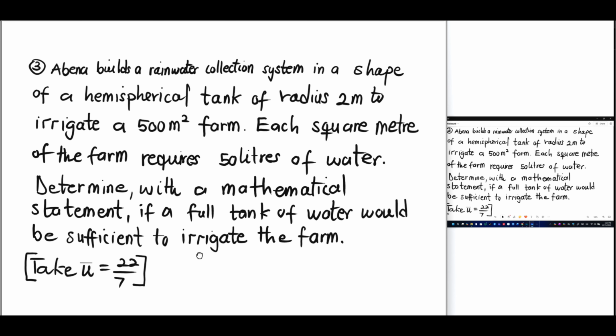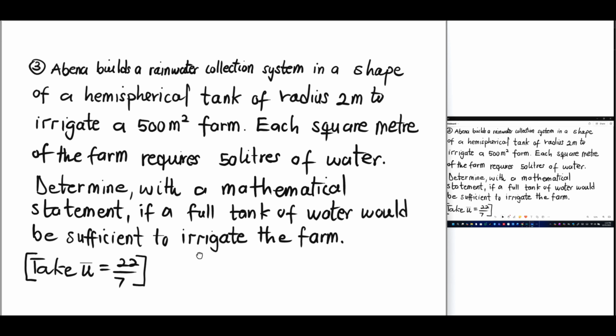Abina builds a rainwater collection system in the shape of a hemispherical tank of radius 2 meters to irrigate a 500 square meter farm. Each square meter of the farm requires 50 liters of water. Determine, with a mathematical statement, if a full tank of water would be sufficient to irrigate the farm.